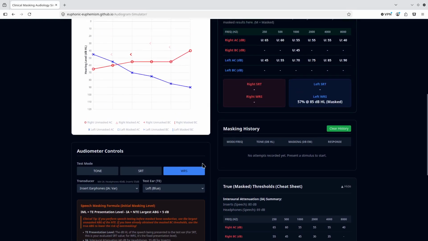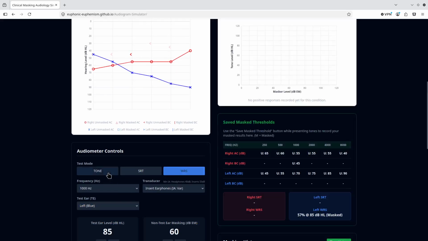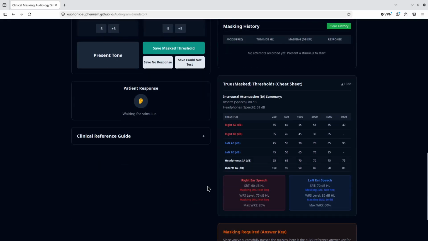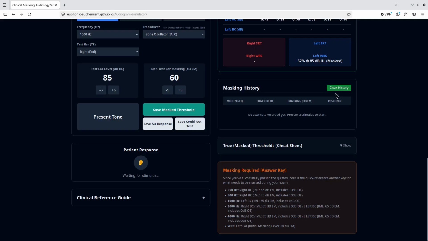So now let's move on to bone conduction testing. Gotta switch over to that oscillator. I always forget about that. Switch over to that bone oscillator. So now, it doesn't matter if we start in the right ear or the left ear. We got quite a few to do. Let's just start in the right ear first.